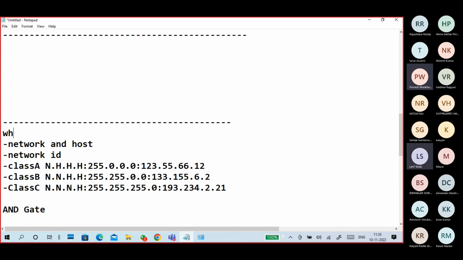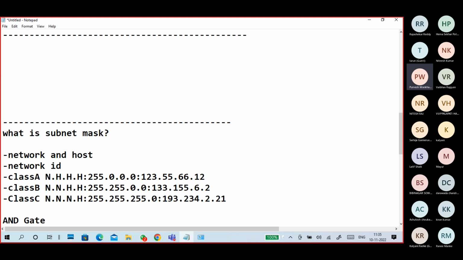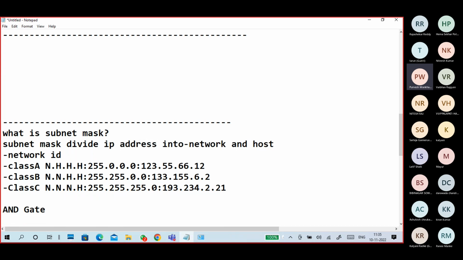So what is this question? What is a subnet mask? Subnet mask divides the IP address into network and host portions.